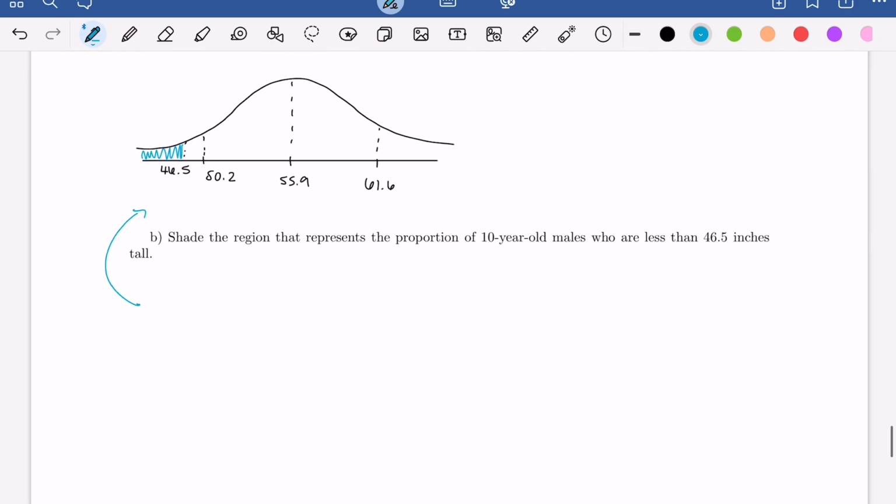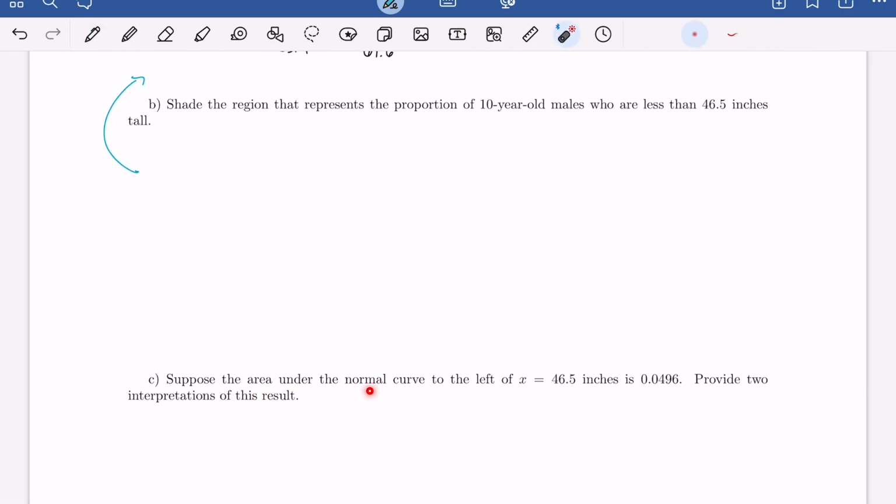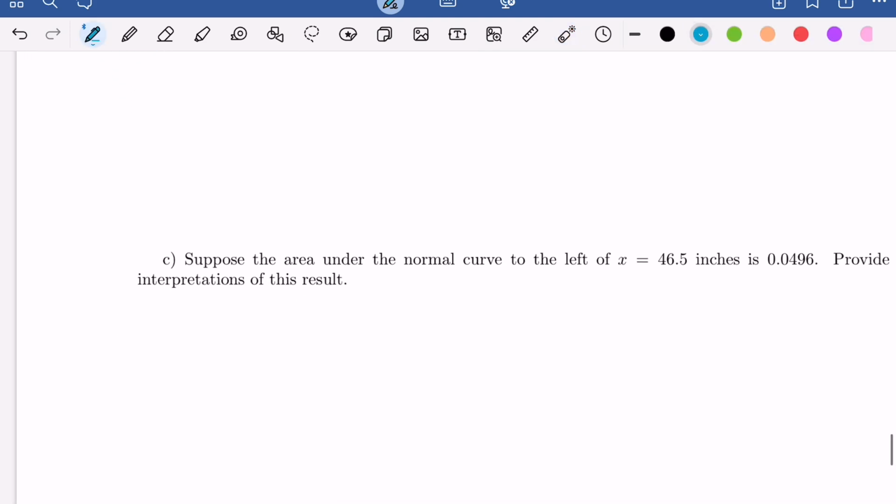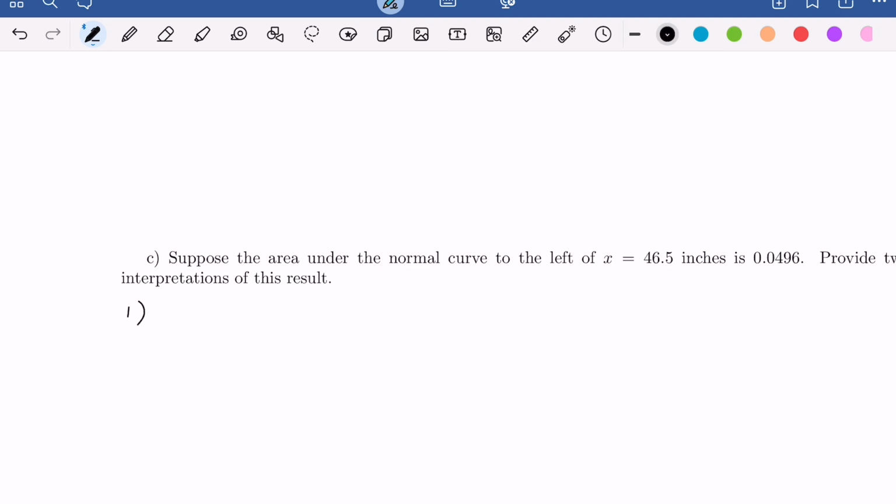Now for part C of this problem, suppose the area under the normal curve to the left of 46.5 is given by this here. We're going to provide two different interpretations of this result. What we're going to do is essentially describe this in terms of the proportion and then in terms of the probability. So this tells us that the proportion of 10-year-old males who are less than, so to the left of this value, is given by this percentage, which would be 4.96%.